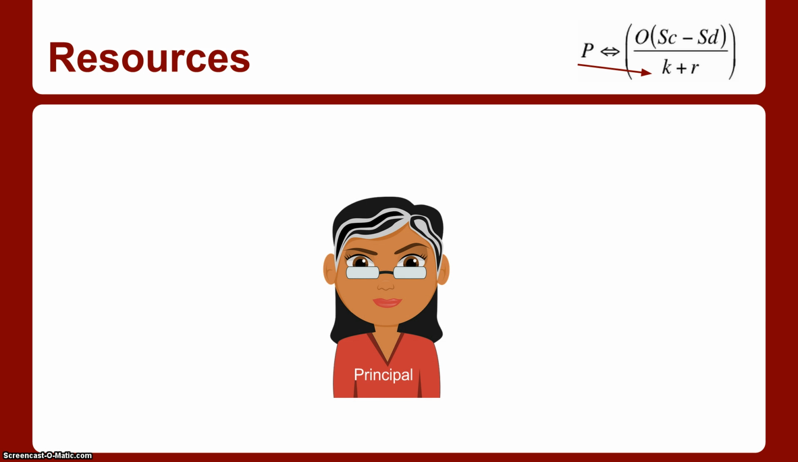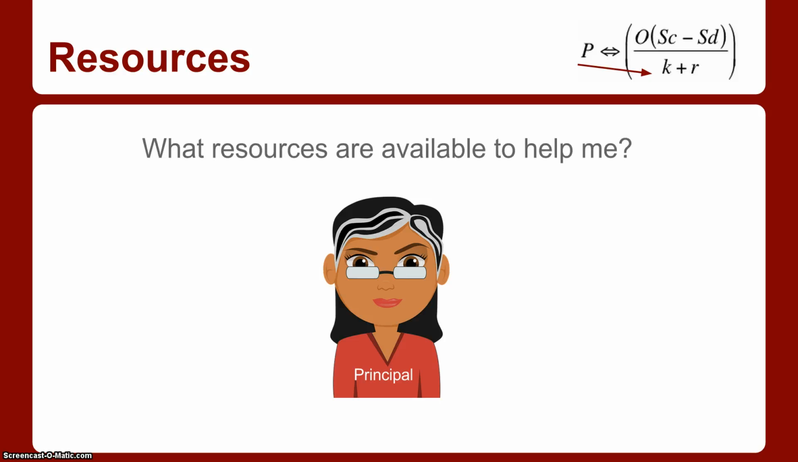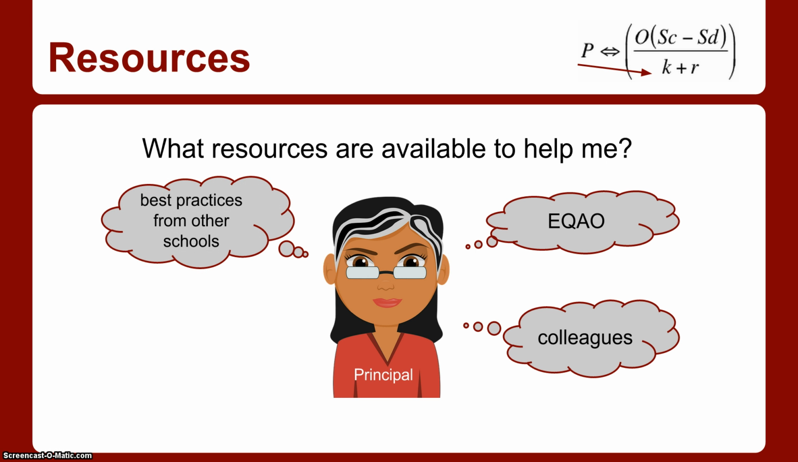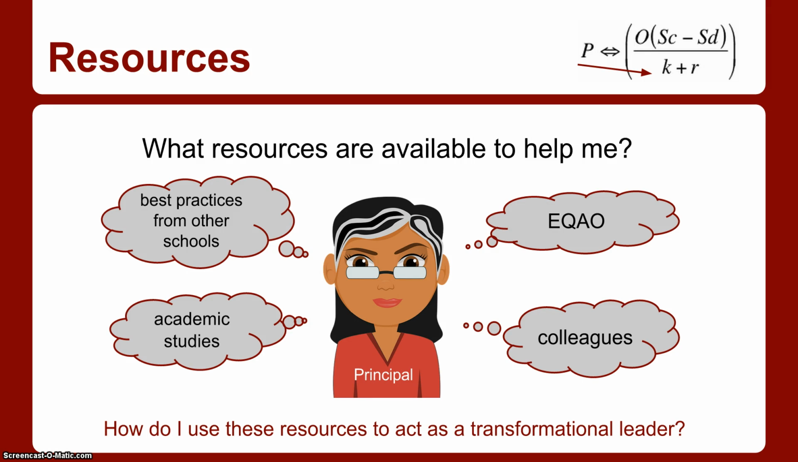Okay, we also must consider what sort of resources are available to us as administrators. Should we examine best practices from other schools, colleagues, EQAO, and what about academic studies? Can we use those to help us interpret the results and also share those with all of the stakeholders in this particular scenario: parents, students, teachers, everyone in the learning community? Ultimately, a question we came up with was, how do I use these resources to act as a transformational leader?